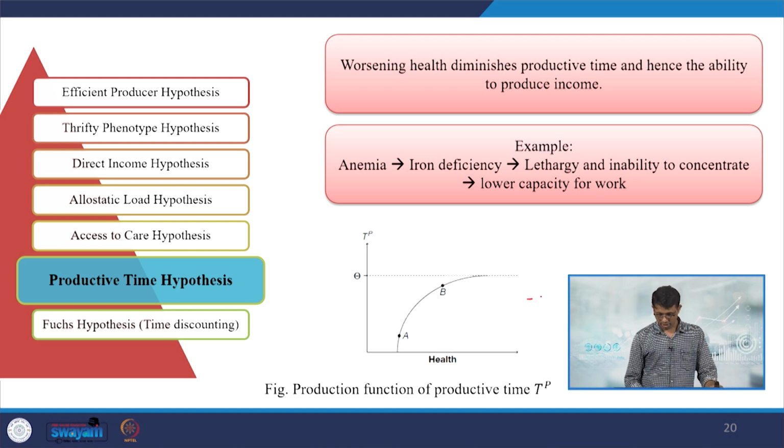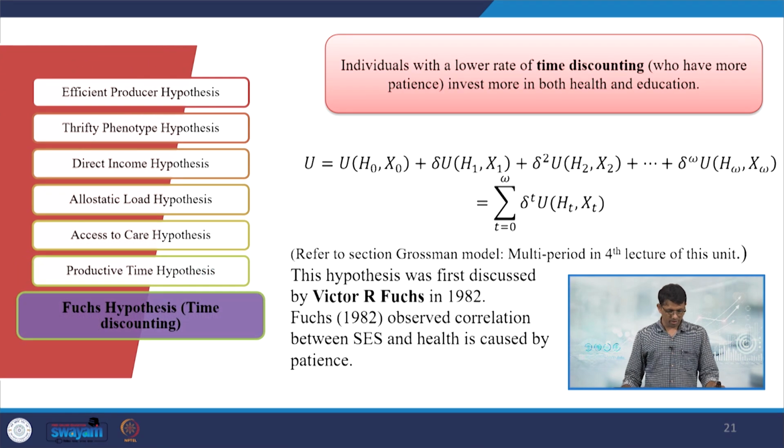We already discussed this kind of diagram earlier. This is also called the production function of the productive time. Okay. Then the last one is the Fuchs hypothesis. We discussed it in our previous unit lecture as well. We mentioned time discounting.